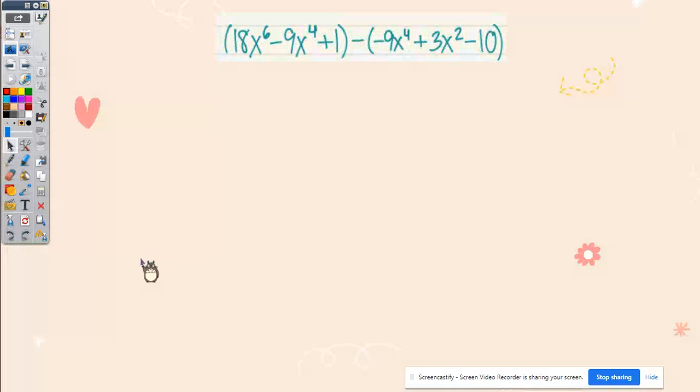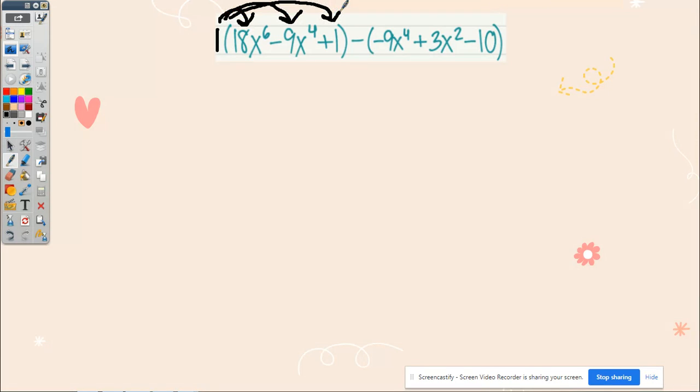Okay, so now for this example, I have subtraction. I'm going to subtract both of these polynomials. Before I start, remember there's an invisible 1. So in this case, this polynomial is going to stay the same with no parentheses. Okay, now let's talk about the other side.